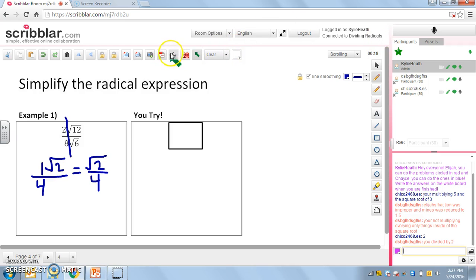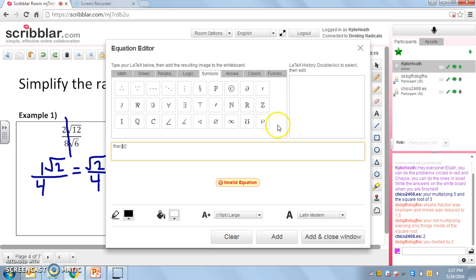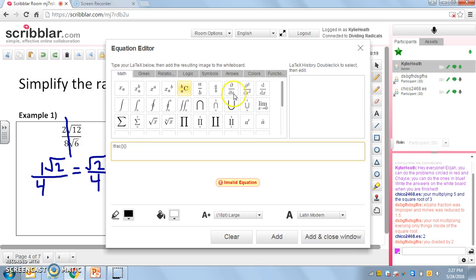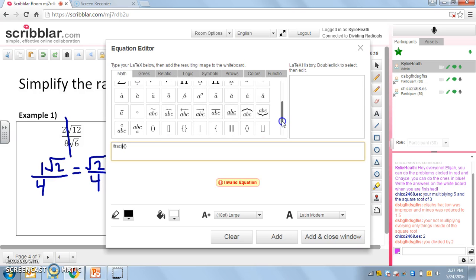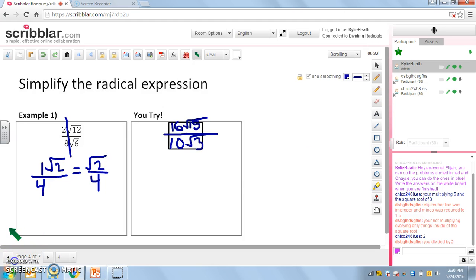So I'm going to insert a problem for you to be trying on your own. Let's see if I can do this for you. Okay, so there's your problem for you to be trying on your own. When you get your answer, you can just write your answer right on the whiteboard screen for me.